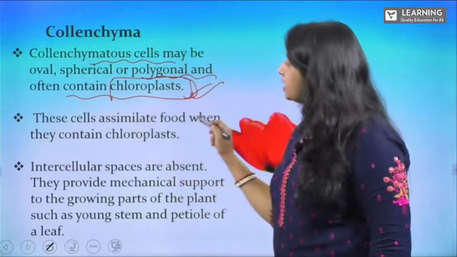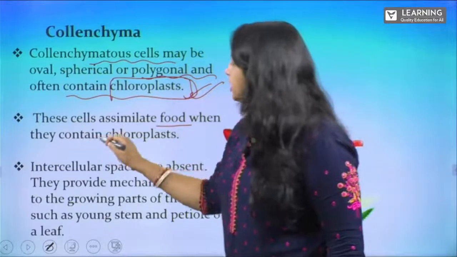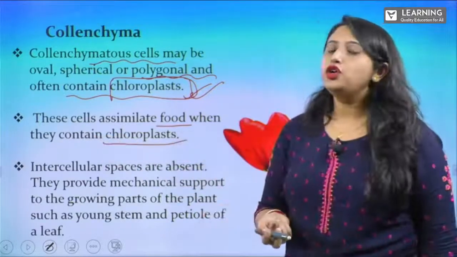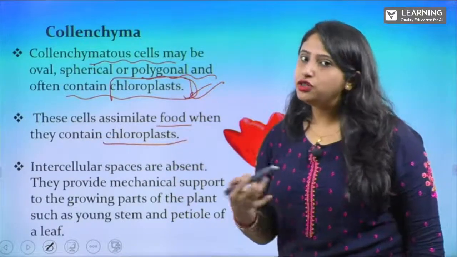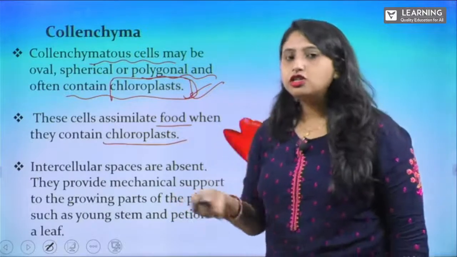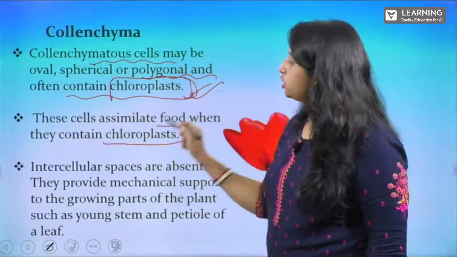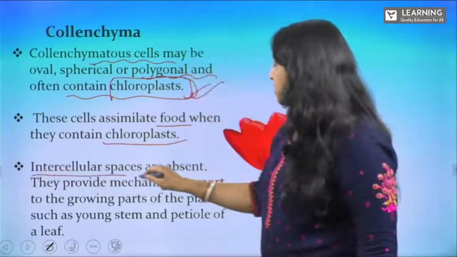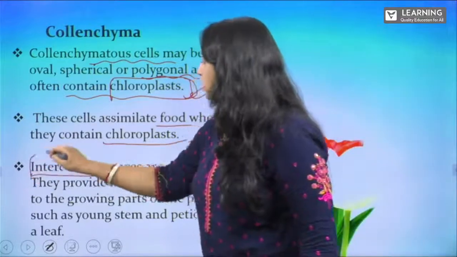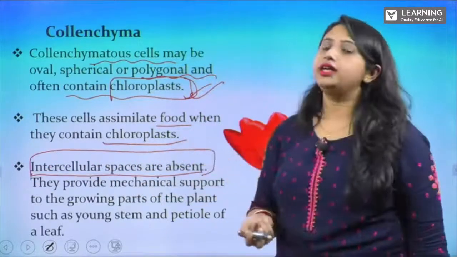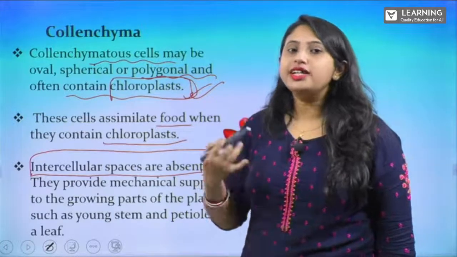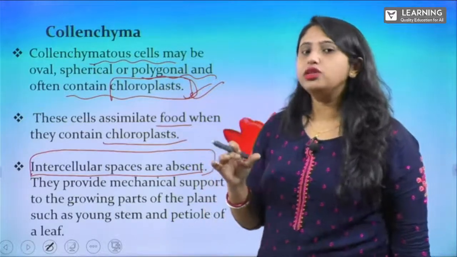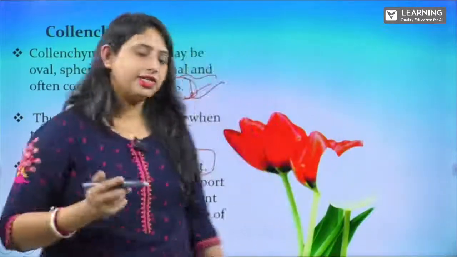So these cells assimilate food when they contain chloroplast. So what is the function of chloroplast? As you know, they help in the preparation of food. So they assimilate and store the food. Intercellular spaces are absent. They are tightly packed. These cells are very tightly packed, so the intercellular space is absent.